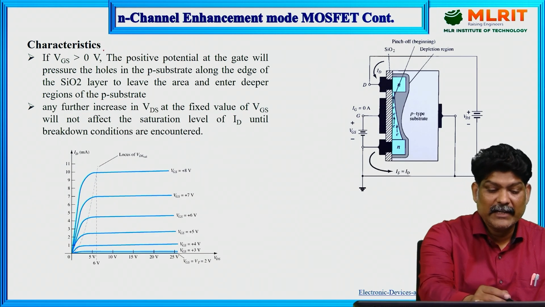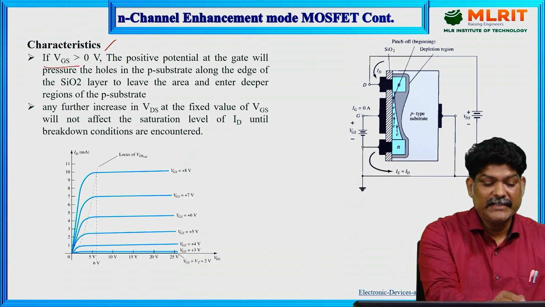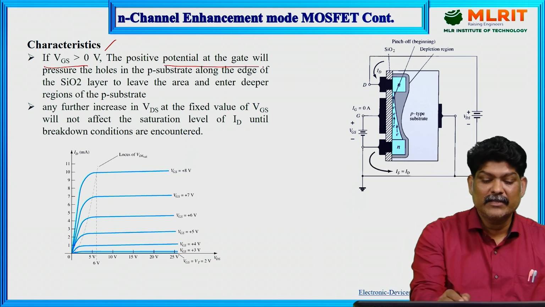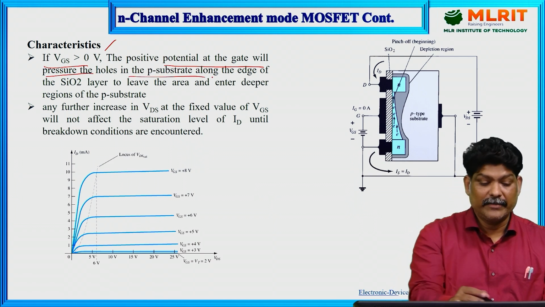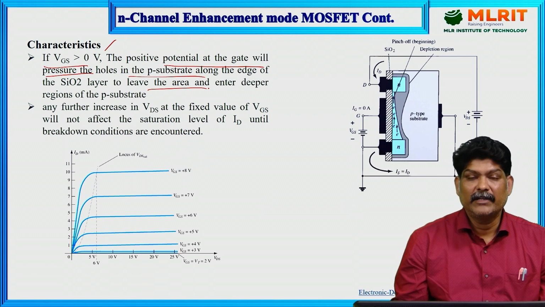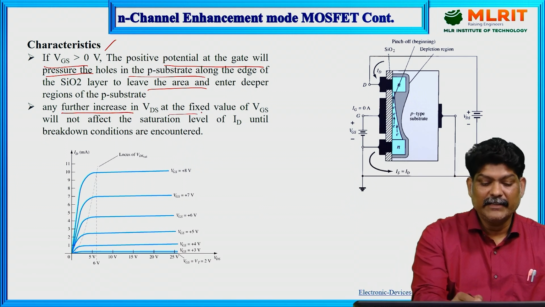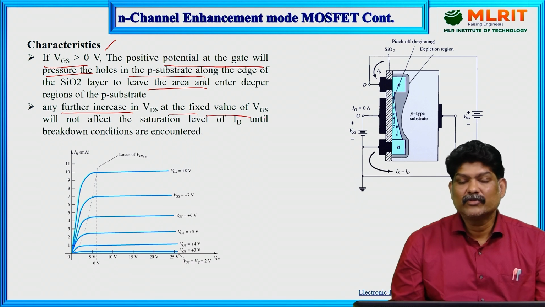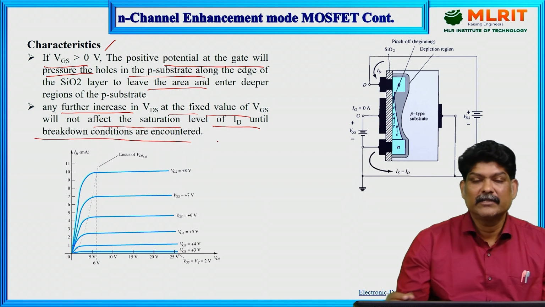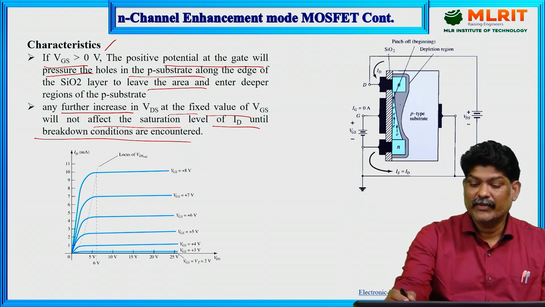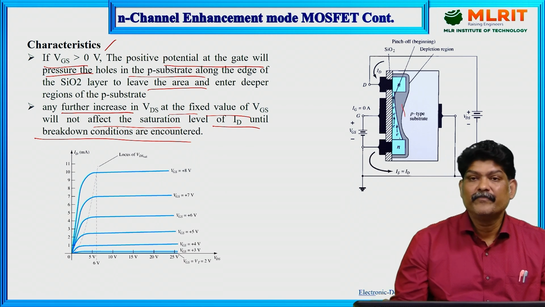So coming to the characteristics of the N-channel enhancement mode MOSFET. Here, if VGS is greater than 0, the positive potential at the gate will pressure holes in the P substrate along the edge of the SiO2 layer to leave the area and enter deeper into the P substrate. Any further increase in VDS at fixed values of VGS will not affect the saturation level of ID until breakdown conditions are encountered. So here you can observe the depletion region changes near the SiO2 layer.